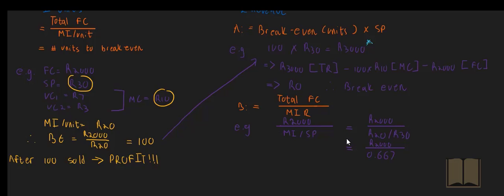your total fixed cost once more of 2,000 Rand and a marginal income ratio of 0.667. This calculation results in a turnover of 3,000 Rand, which is the same as the turnover we calculated when we used the break-even in units multiplied by the selling price above. It gives you the exact same answer. So the method that you use is depending on the information, but either method is correct.